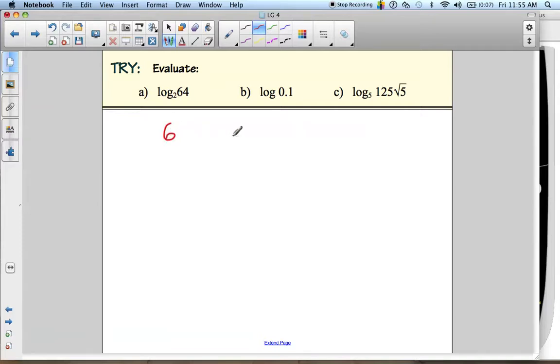Six is the answer for the first one. -1 is the answer to B. And 3.5 is the answer to C. All right, well done. Let's move on.